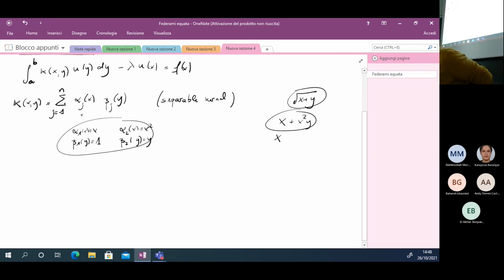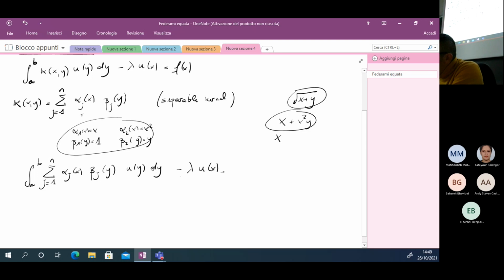This means that if I'm considering this separable kernel, I can write the Fredholm equation as the integral between a and b of the sum, with j going from 1 to n, of alpha j of x beta j of y, times u of y dy, and then minus lambda u of x equal to the function f of x.